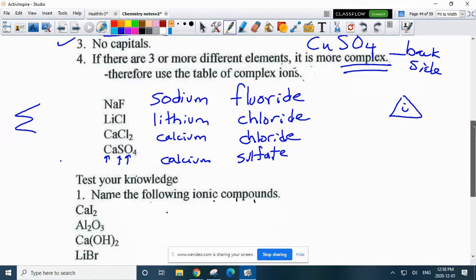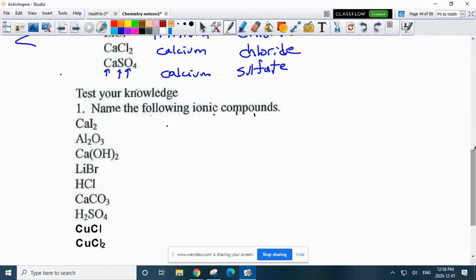All right, here's where you would pause the video and you would try the following and test your knowledge. You would pause for a sec. Of course, I'm not going to pause because I'm teaching it. So the first one, CaI2, is calcium iodide. I don't use prefixes, so no prefixes. That Al is aluminum. O is oxide. No prefixes. That is not, like, dialuminum trioxide. That's just crazy talk. It's aluminum oxide.